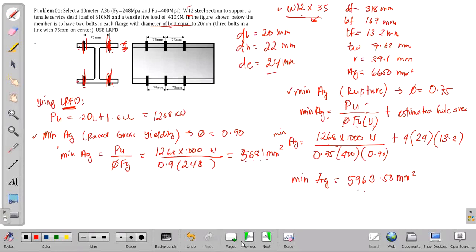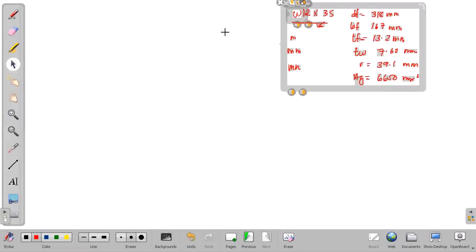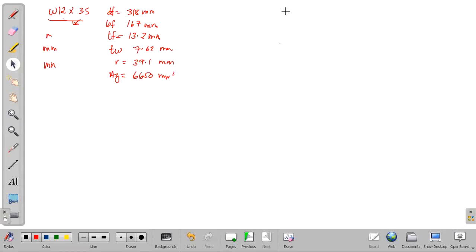So, after selecting, we select W12 by 35 pa rin tayo. You will just copy W12 by 35. Yun yung assumption, yun yung trial section natin. So, meron na tayong trial section. Pagka meron na tayong trial section, since LRFD tayo, we have to check if our design tensile strength is greater than or equal to PU.